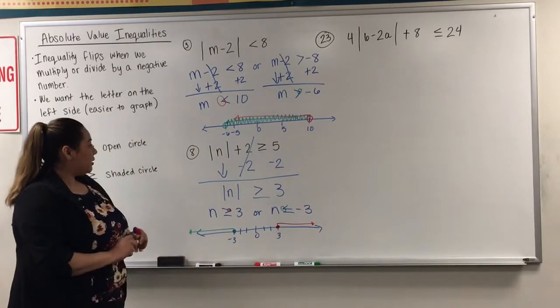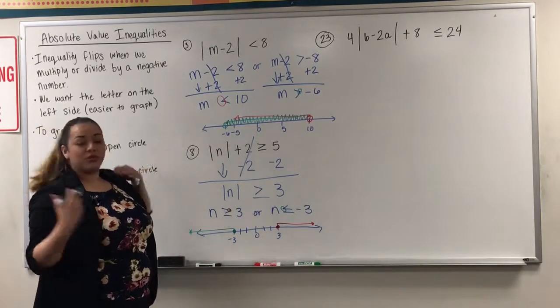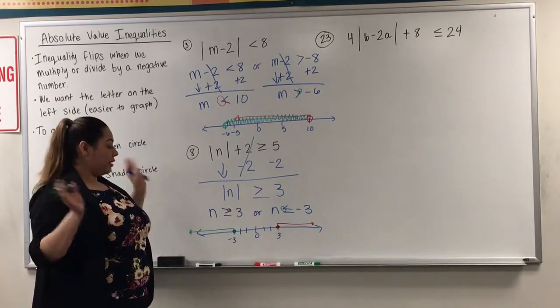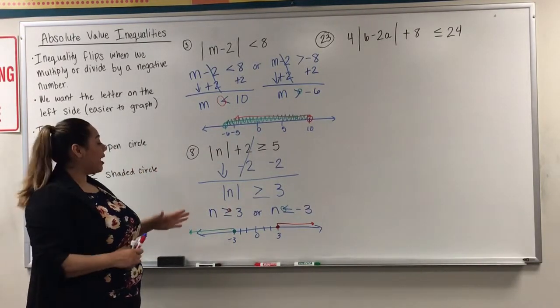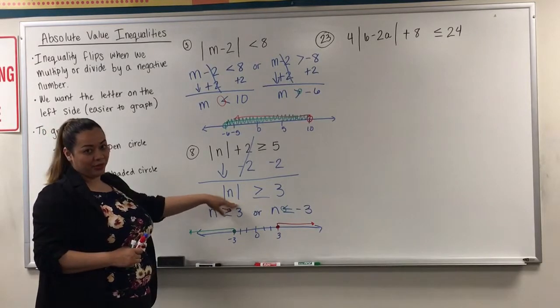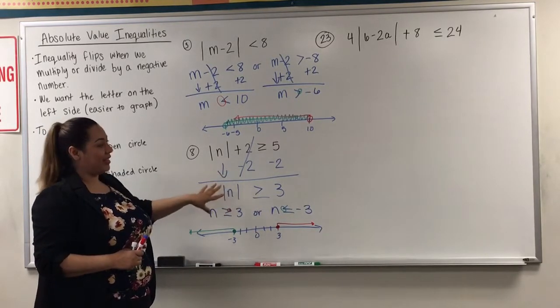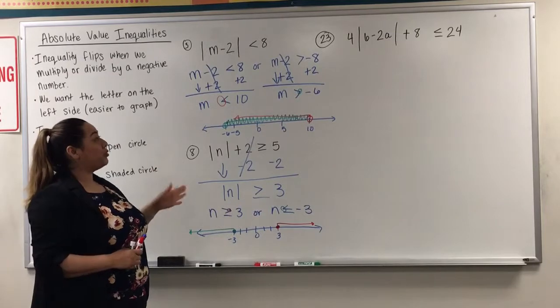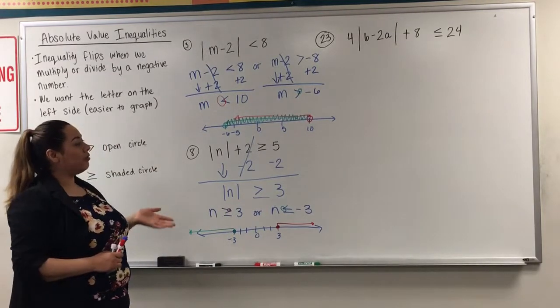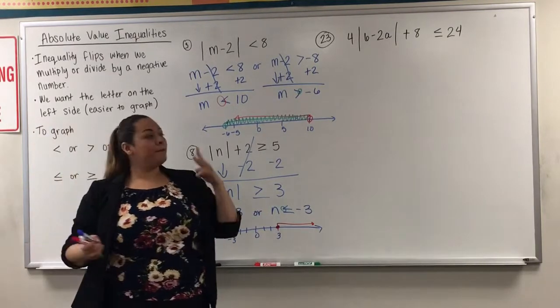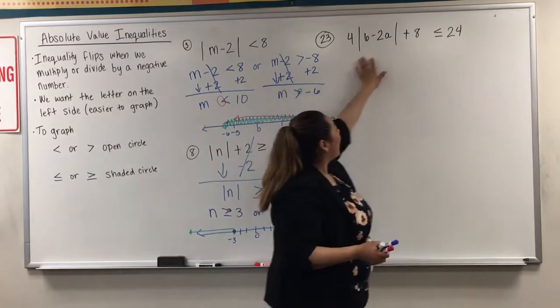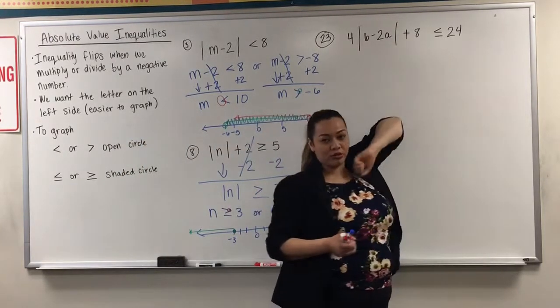So the difference between these two: this one was overlapping, so it's just whatever overlaps. If they go opposite directions, remember that we have to isolate the absolute value by itself on that side. That's the same thing that we're going to do in 23. We have to get rid of the 4, we have to get rid of the 8. Both of those numbers are not inside of the absolute value, so we have to get rid of those first.